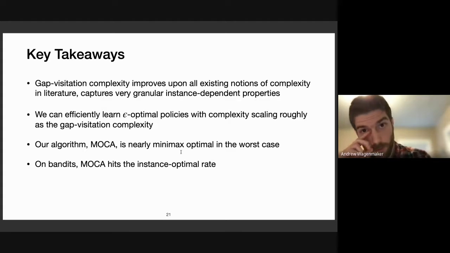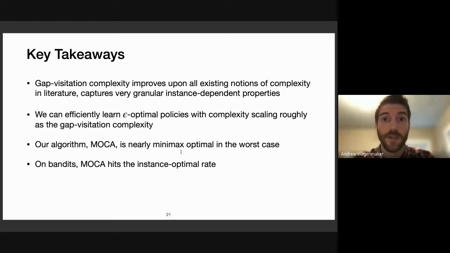It's worth mentioning here that there isn't actually a known lower bound for the instance optimal rate for PAC policy identification. You can write down an optimization problem for this, but it's non-convex and it's very unclear what the solution is, if we can even hit it. And so we're not claiming that Mocha hits the instance optimal rate for epsilon policy identification. Rather, we're simply claiming it hits this notion of complexity. We've defined this gap visitation complexity, which is a very reasonable and granular notion of complexity. But it might not be the instance optimal rate. In fact, it's almost certainly not. But in cases like bandits, we can hit the instance optimal rate because we know what it is, and the structure works out nicely.